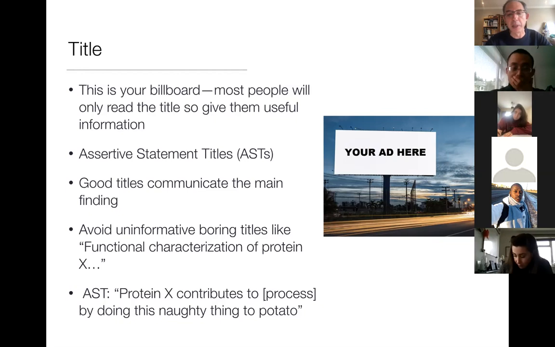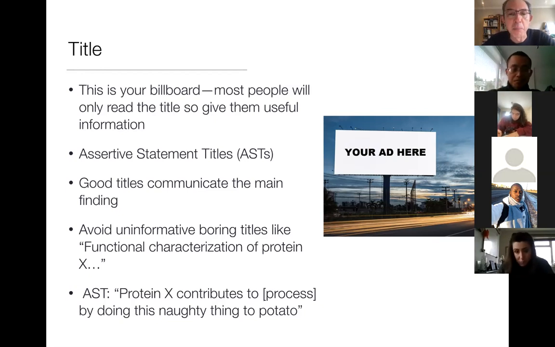But if you say protein X contributes to this process by doing this naughty thing to potato, then all of a sudden the reader is learning something, learning that protein X actually does this, and they are benefiting from your title. They have a better idea about what you're doing. At the same time, they're also learning that you actually have characterized protein X. So that's implied in that title anyway.